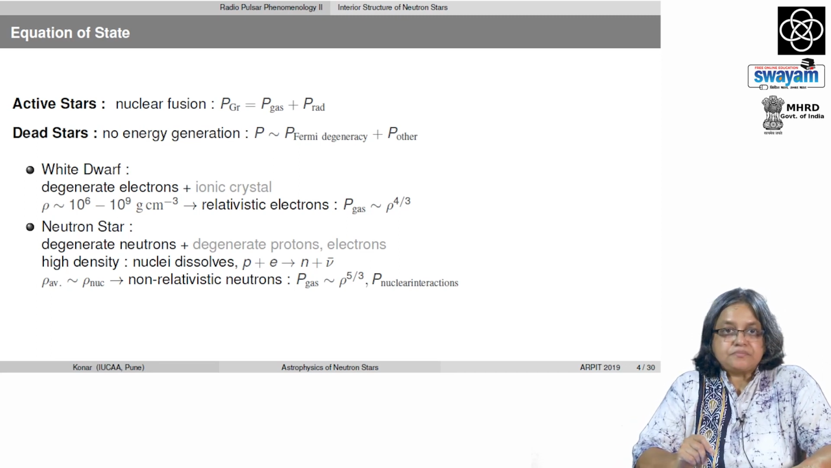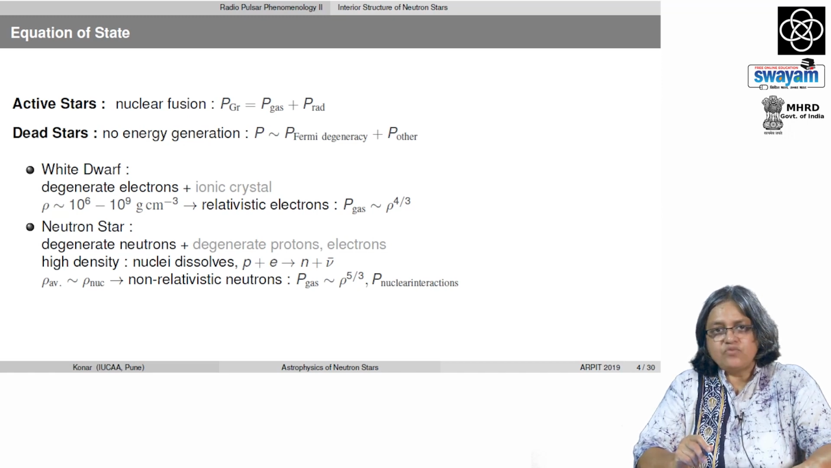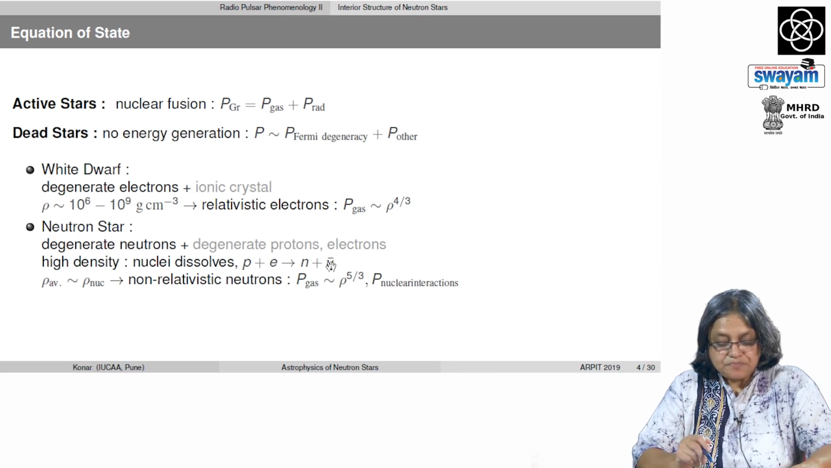Now, for neutron stars, it is basically the degenerate neutrons which govern the equation of state and whole lot of other physics of neutron stars, plus there are degenerate protons and electrons. They have their roles in controlling some of the physics also, as we will see later. At the high density, the average density, you must remember, is of the order of the nuclear density. At such high densities, the nuclei dissolve and there is preferential beta capture. The protons combine with electrons to generate neutrons and energy goes away in the form of neutrinos, antineutrinos in this case.